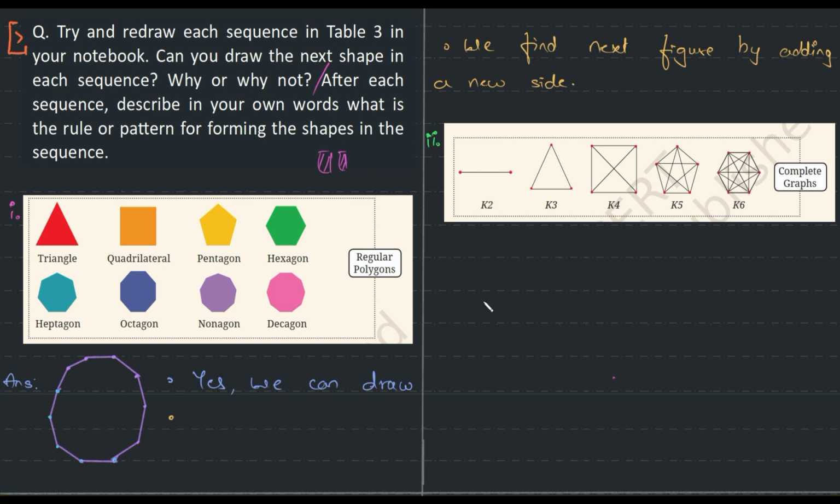So what is happening over here? Can we draw the next one? We can actually. So this is K6, we need K7. K7 will look like this, right? I'll take this as a guidance. It'll be easier. Well, let me put the dot first. 1, 2, 3, 4, 5, 6, 7. So joining this.